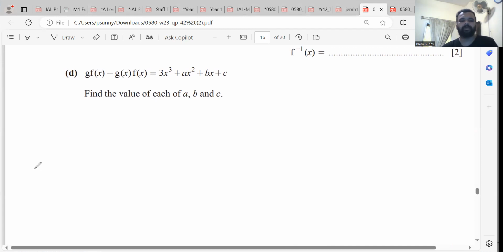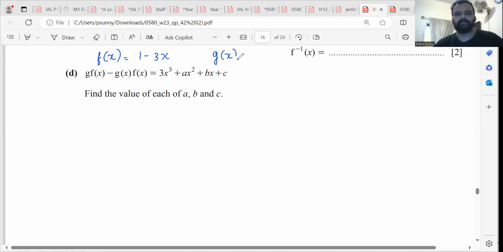We need to find out g of f of x minus g of x into f of x. So let's write down our g of x, f of x, and h of x. f of x, we know it was 1 minus 3x. g of x, it was x minus 1, the whole square. And h of x, it was 3 by x. If I am not wrong, we'll just confirm it once more.